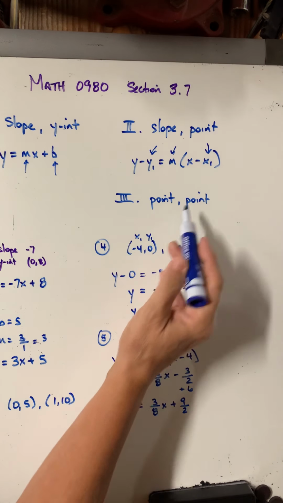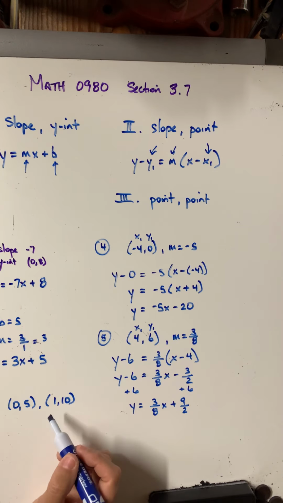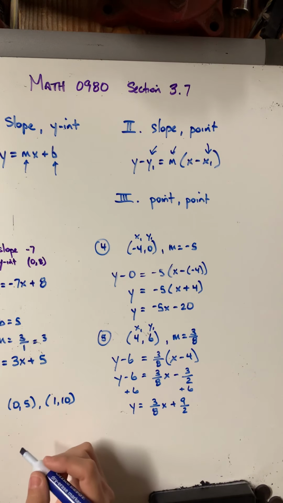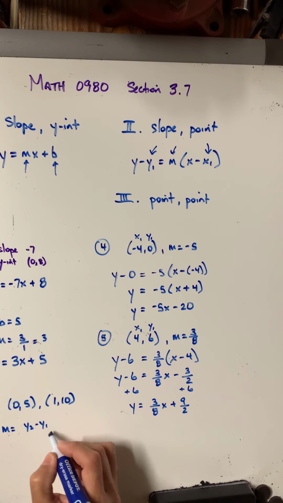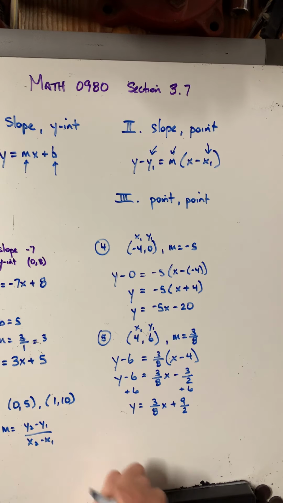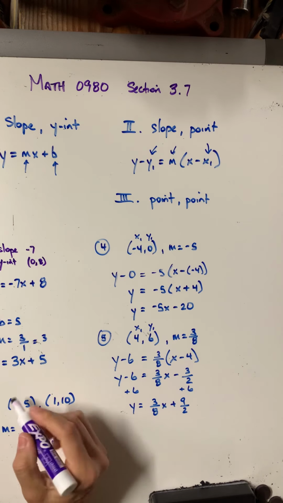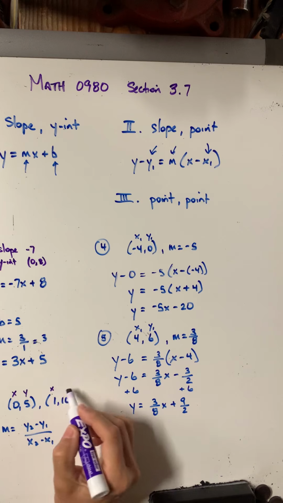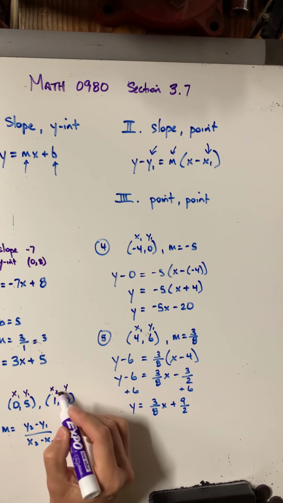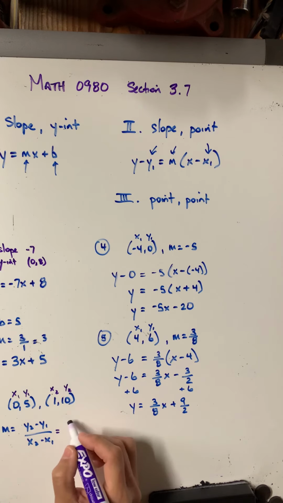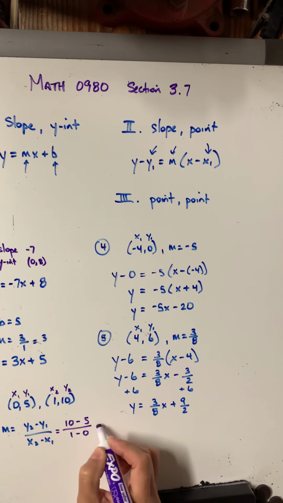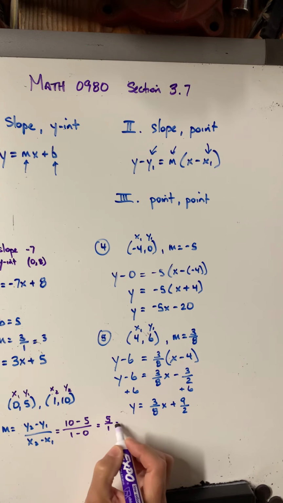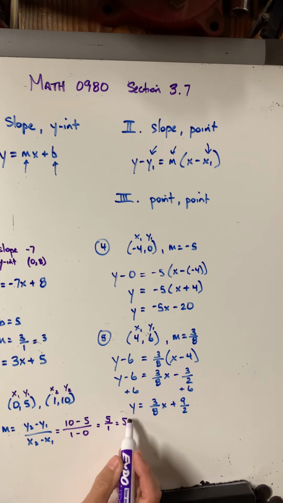So if they give me a point and a point, then the first thing I need to do is figure out the slope. We already know how to do the slope because we practiced that before. y2 minus y1 over x2 minus x1. So I would label these points x1, y1 and x2, y2. Call this point 1, this point 2. So my slope would be 10 minus 5 over 1 minus 0. So I get 5 over 1, which is just 5. So now I have a slope.